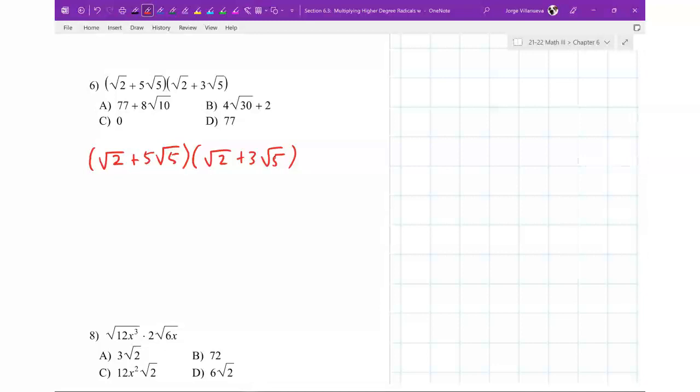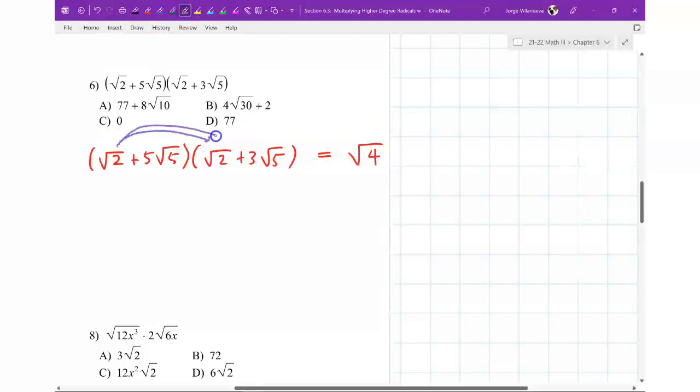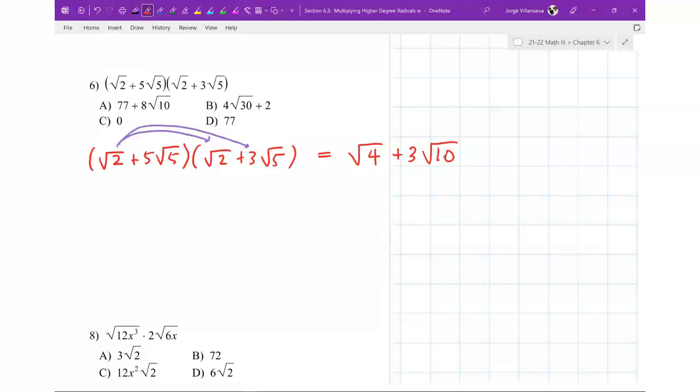All right, so FOIL this thing or distribute. Radical 2 times radical 2 is radical 4, or square root of 4. Radical 2 times 3 radical 5 is positive 3 radical 10, because 5 times 2 in the square root, 2 times 5 is 10. On the outside, you have that 3, so you're just going to multiply the 3 in the front.